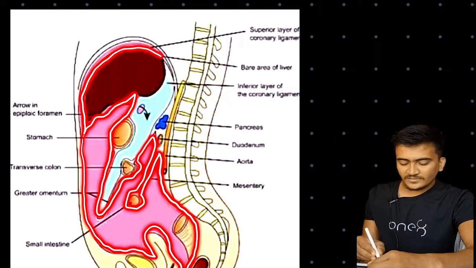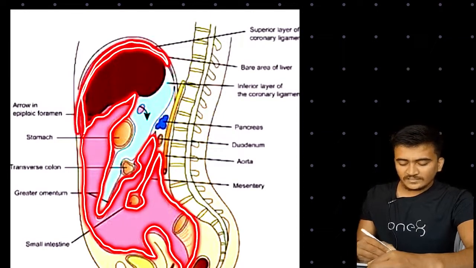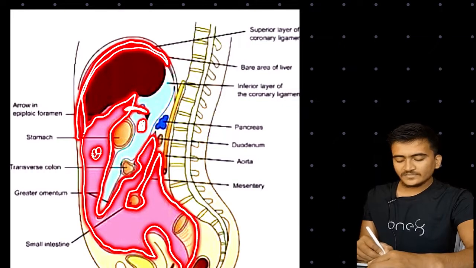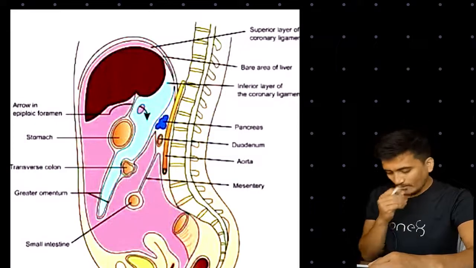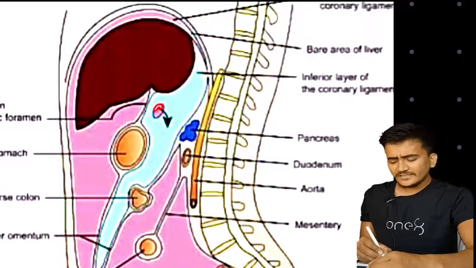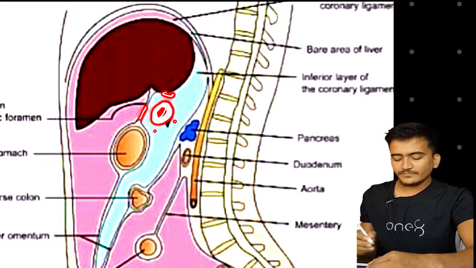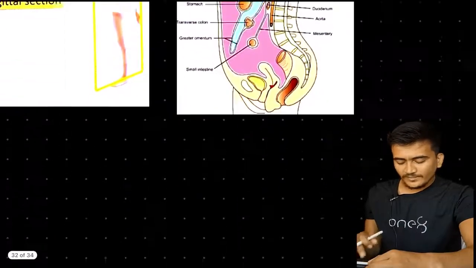And as we have already mentioned earlier, the lesser sac and greater sac communicate through the epiploic foramen of Winslow. So now we will look in detail at this epiploic foramen of Winslow. We need to know about the anterior boundary, superior boundary, inferior boundary, and posterior boundary. Now let us move toward this.